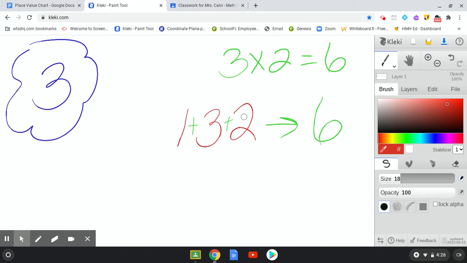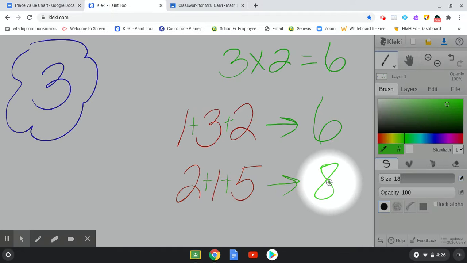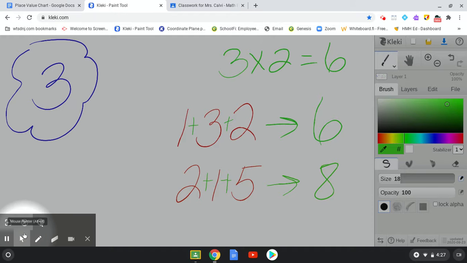Let's try another one. If I had 215, step 1, add up the sum of its digits. 2 plus 1 plus 5 gives me 8. So now, is 8 divisible by 3? So I'm asking, does 3 times a number give me 8 exactly? And the answer is no. So that means 215 is not divisible by 3. Okay? So remember, the 3 rule is to add up the sum of its digits. If the sum is divisible by 3, then the whole number is divisible by 3.